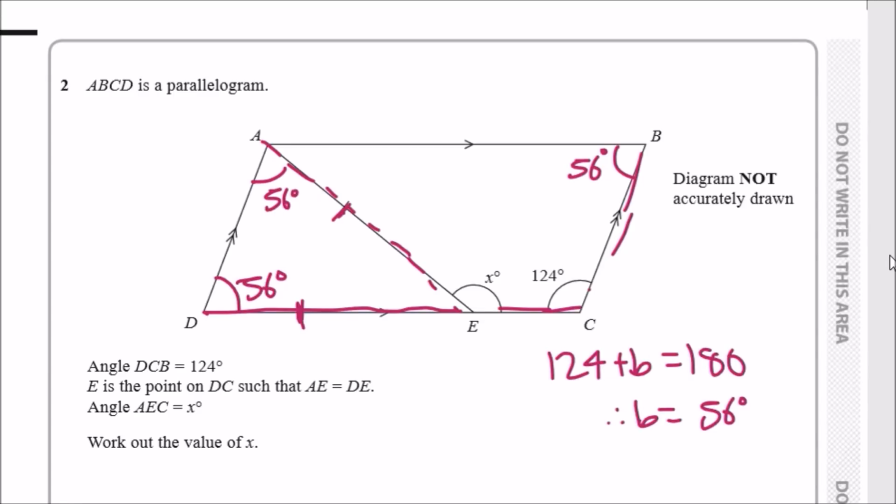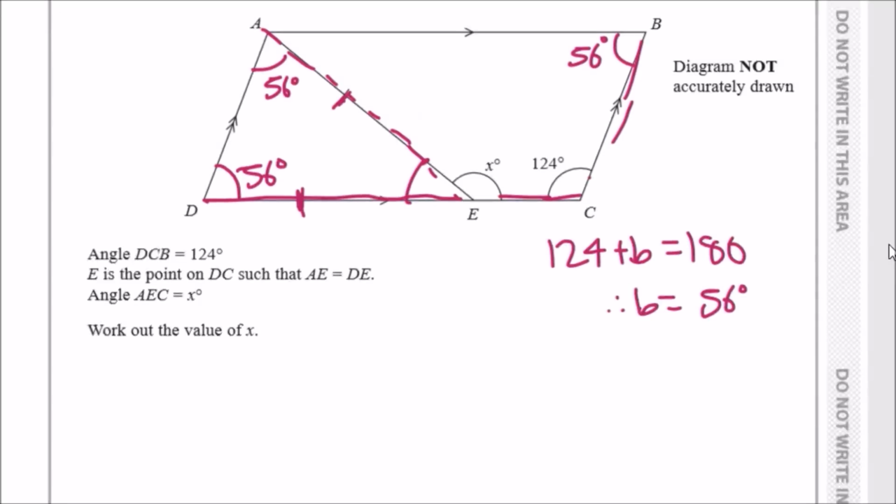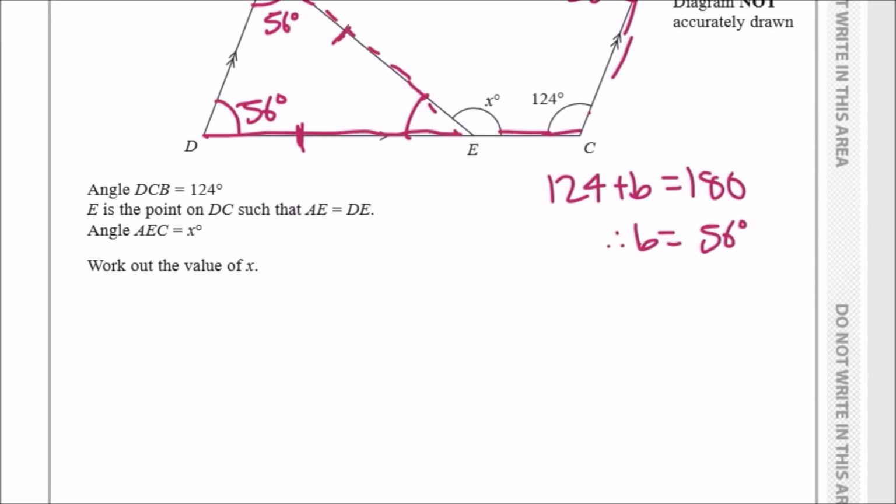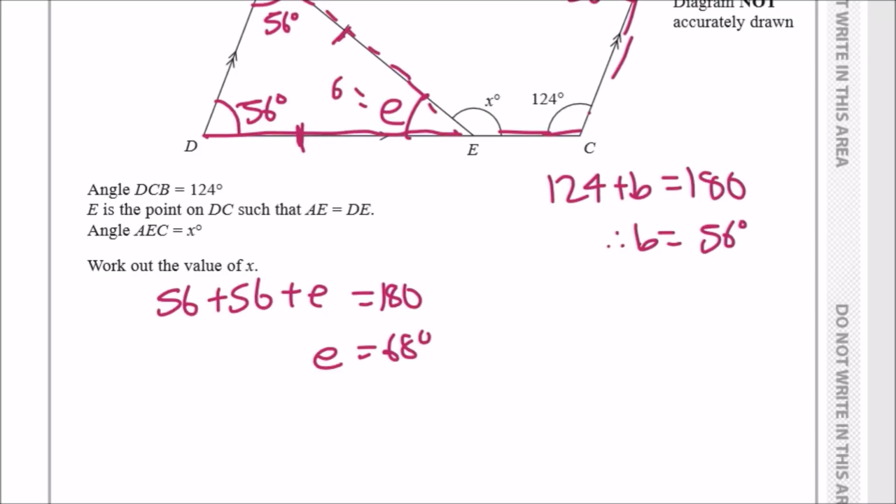Now we can also say this. Because we know these angles, we can instantly work out the angle here, because the angles in a triangle add up to 180. Let's call this one E. So 56 plus 56 plus E must be 180. Adding these two, you should get 112, and then subtracting it from 180, you should get 68 degrees. So this angle here is 68.